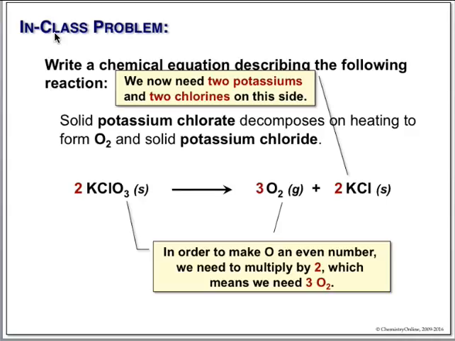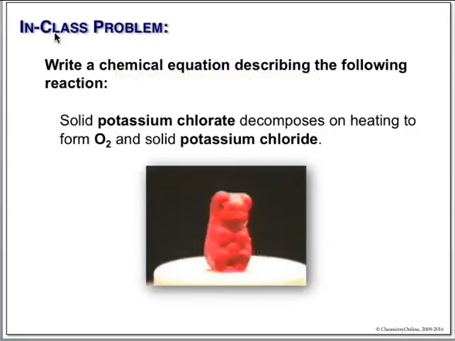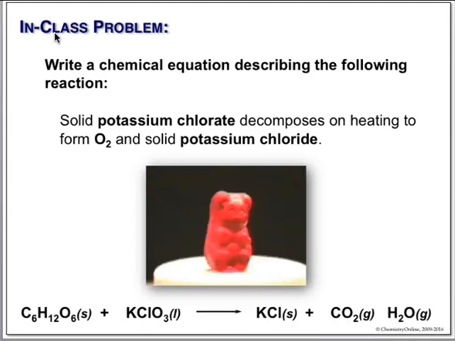Now, this particular reaction is a useful little reaction in a lab because sometimes you want an easy source of oxygen. You can take potassium chlorate, warm it up, and it will generate oxygen. This is an example of that happening. So again, we're taking our KClO3, getting oxygen and KCl. This guy is a gummy bear. Now, gummy bear is essentially pure sugar. So this is sugar. Here's our KClO3, making KCl, CO2, and water.